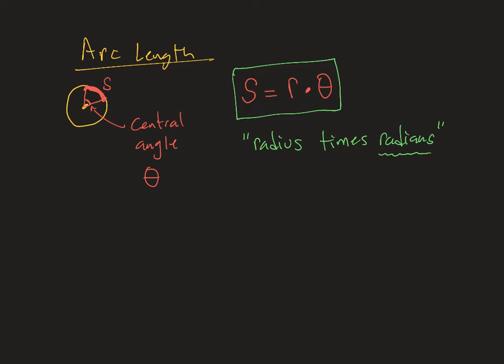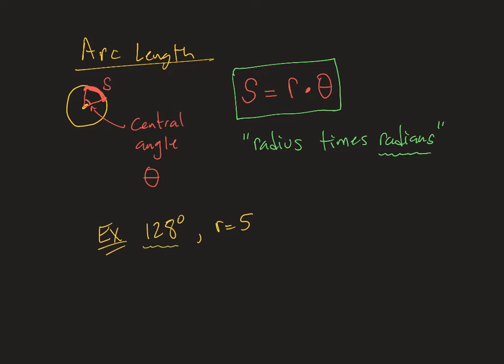For example, let's find out the arc length for a central angle that's measuring 128 degrees, and the circle has a radius of 5.